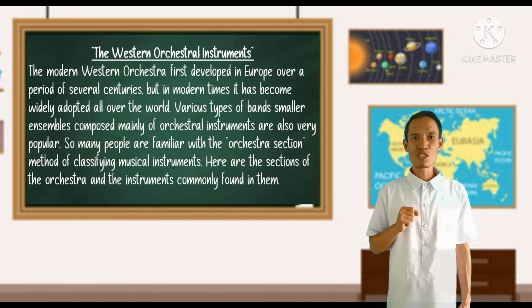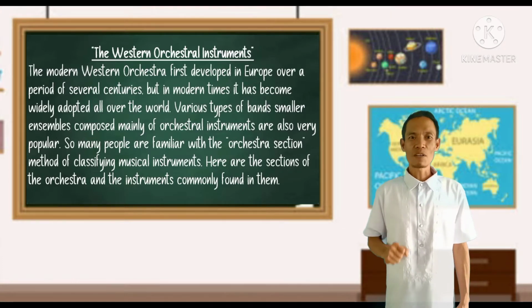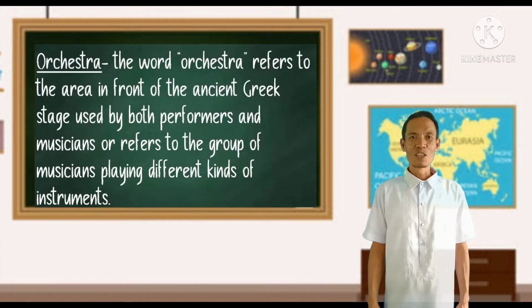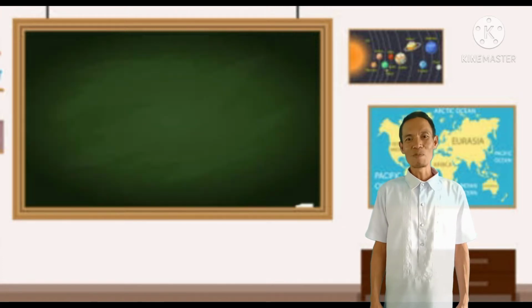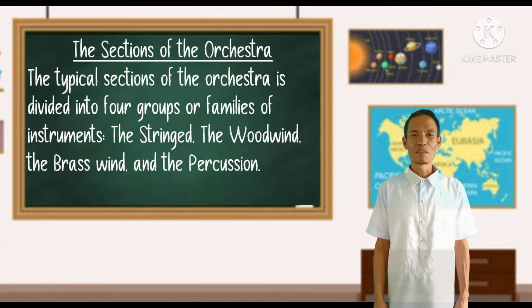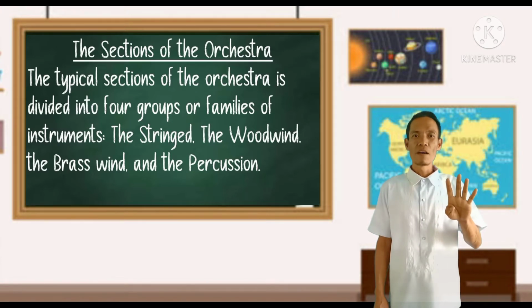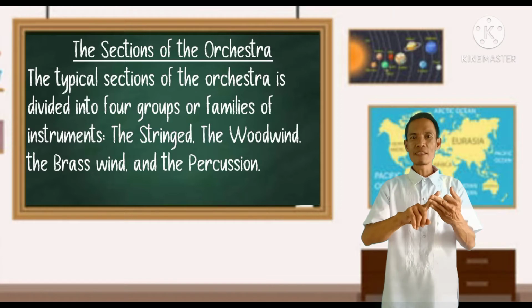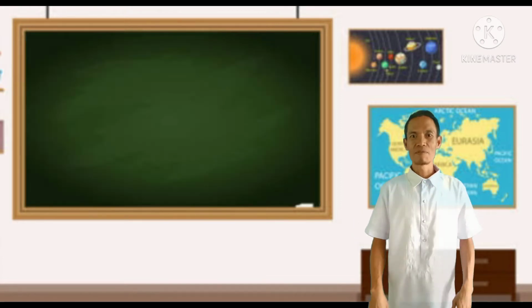Method of classifying musical instruments. Here are the sections of the orchestra and the instruments commonly found in them. The word orchestra refers to the area in front of the ancient Greek stage used by both performers and musicians, or refers to the group of musicians playing different kinds of instruments. Now, here are the sections of the orchestra. The orchestra is typically divided into 4 families of instruments: the string, the woodwind, the brass wind, and the percussion instruments.